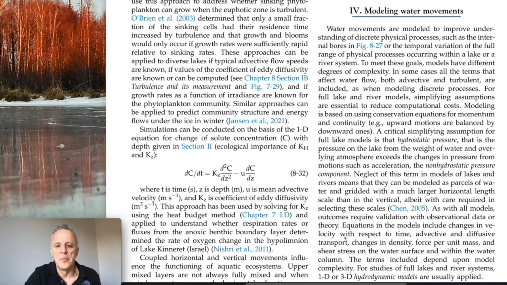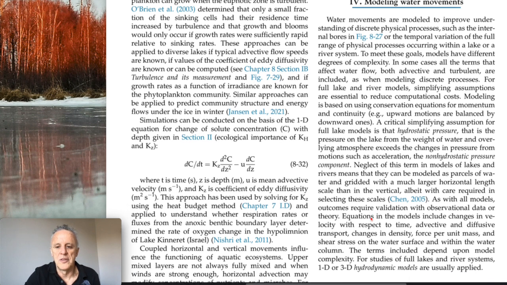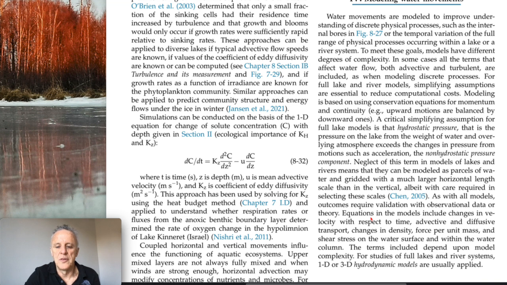modeling water movements. Water movements are modeled to improve understanding of discrete physical processes such as the internal bores in figure 8-27, or the temporal variation of the full range of physical processes occurring within a lake or a river system. To meet these goals, models have different degrees of complexity. In some cases, all the terms that affect water flow, both advective and turbulent, are included, as when modeling discrete processes. For full lake and river models, simplifying assumptions are essential to reduce computational costs.